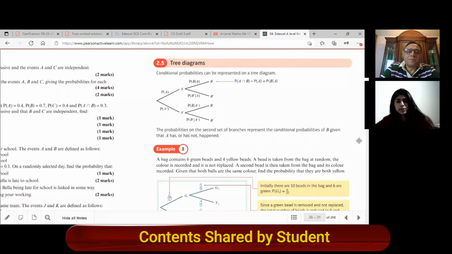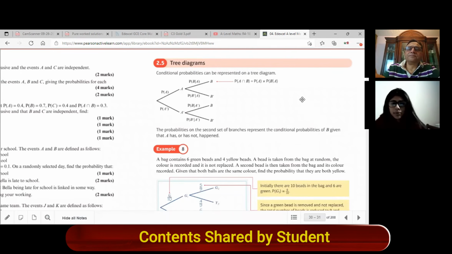Okay, so that's the first part. Now the second part, let's continue. I saw the tree diagrams there on the right-hand side. Can you share that? We'll look into probabilities using tree diagrams. Section 2.5, tree diagrams. Can you please read what is mentioned here?